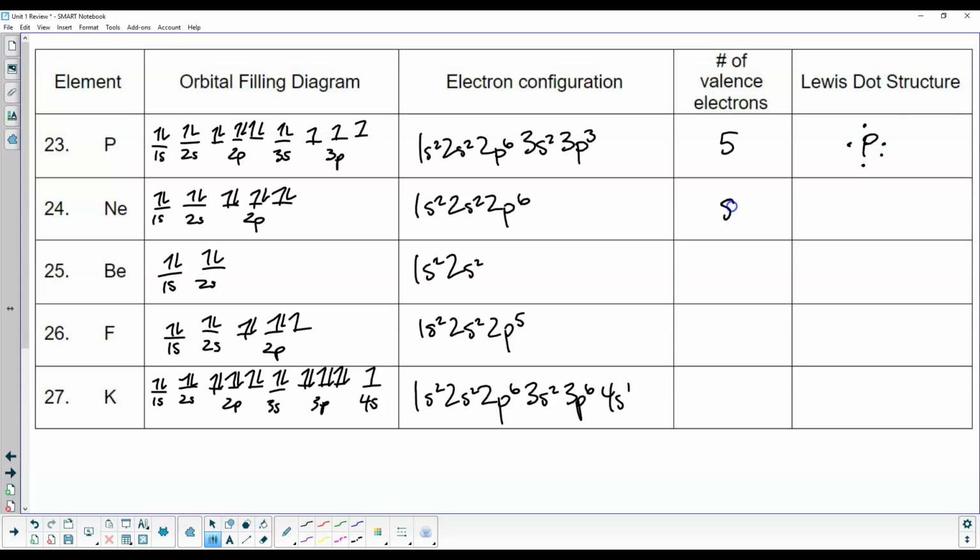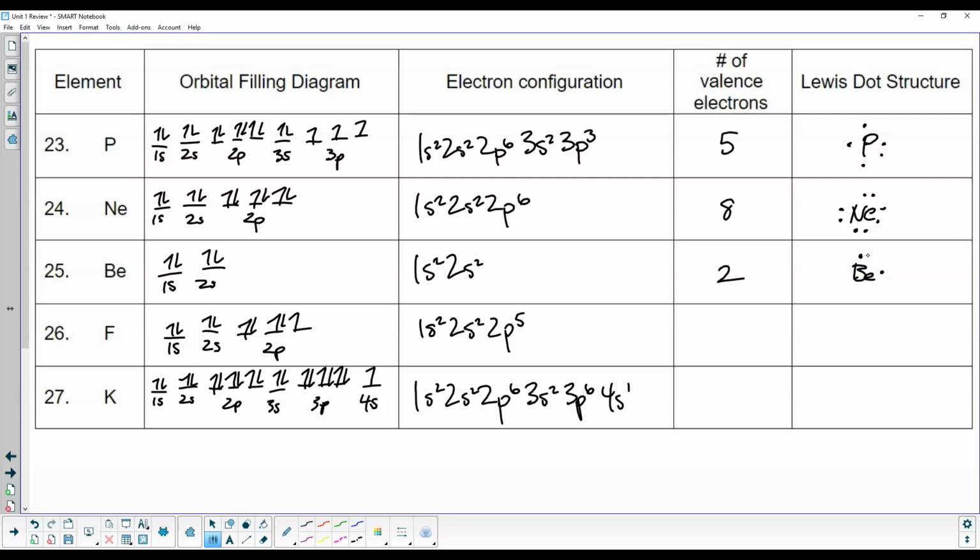Neon has 8. It's a noble gas, right? So 6 here and 2 here. So you're going to put the symbol neon and then just 2 on each side: 2 on the right, 2 on the top, 2 on the left, 2 on the bottom. Beryllium has only 2. So I prefer, if you do it, to do it like this.